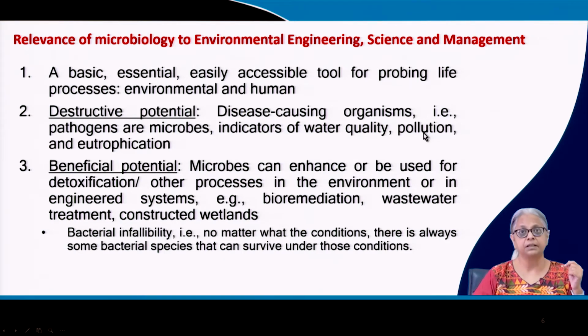We use it as an indicator of pollution. We use it as an indicator for eutrophication. The simplest example of eutrophication is you walk around anywhere in the cities, towns, countryside, wherever you go, you will find small puddles of water or even large water bodies which have a green layer at the top. That green layer comes from algal cells. These algal cells are also microbial organisms, and they bring down the water quality.